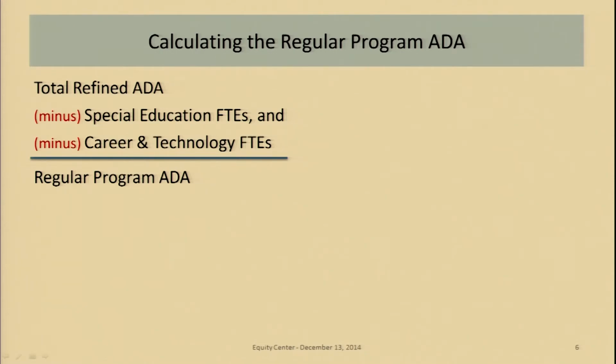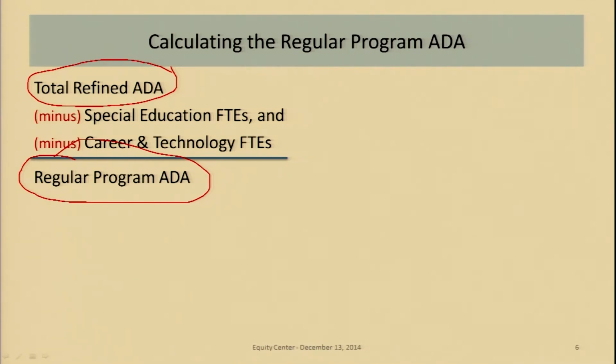Now, when you're doing the small schools and the mid-sized schools adjustment, you don't use your full ADA. You use the regular program ADA. And all that is, you take your total refined ADA, and nearly always that's just an average of the kids that show up every day. And you subtract out the FTEs from 2 programs, special education and career and technology. And what you have left over is your regular program ADA.